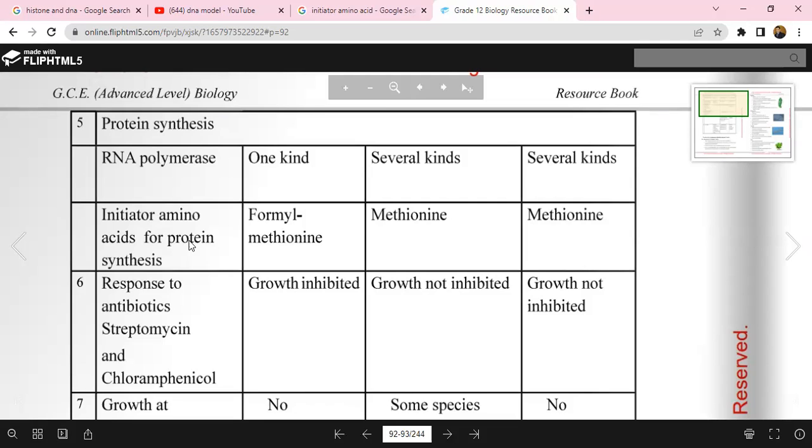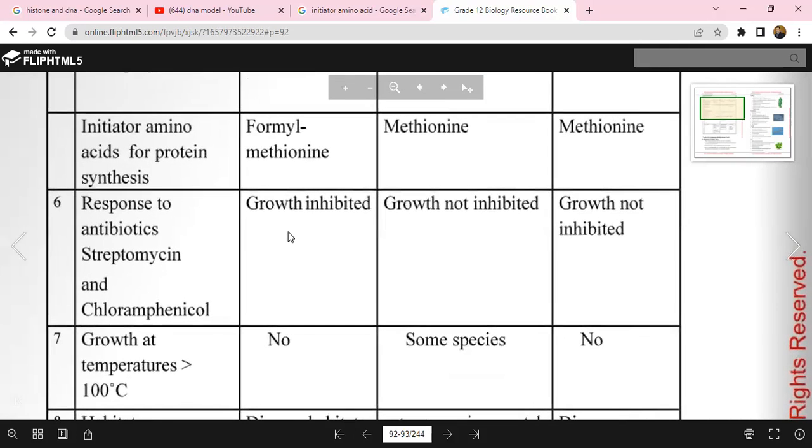Now that protein synthesis story, are you clear? Yes, sir. Now coming to another character to compare, response to antibiotics. What are the antibiotics? Read the name of the antibiotics.